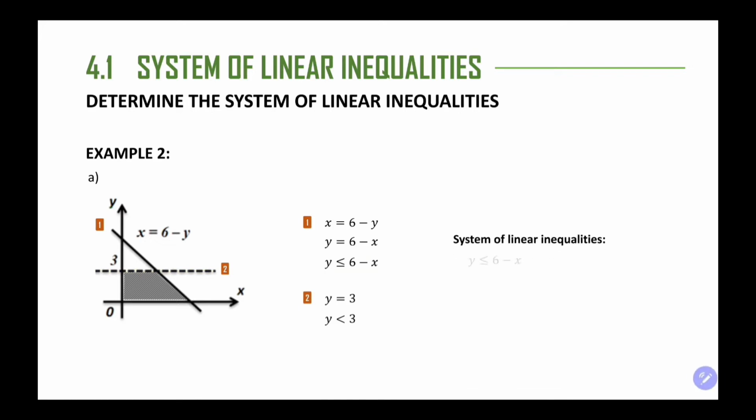We have y less than or equals to 6 minus x. We have y less than 3. Since our region on the first quadrant only, so we put x greater than or equals to 0 and y greater than or equals to 0. And y less than 3, y greater than or equals to 0, we can combine together, becomes 0 until 3.